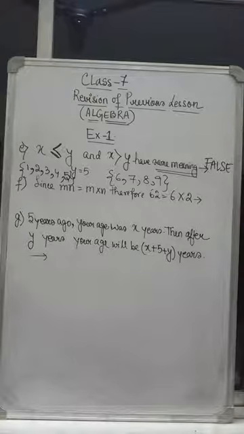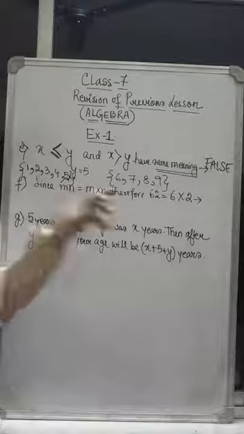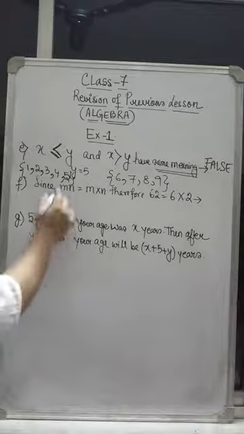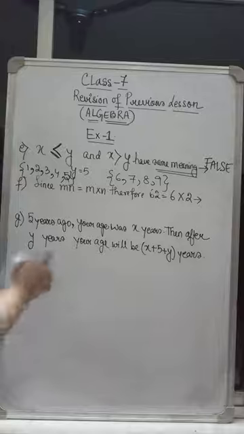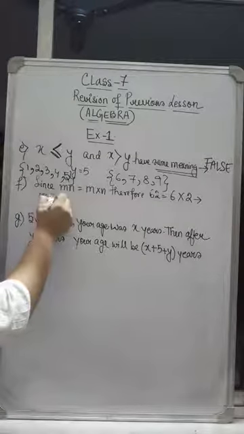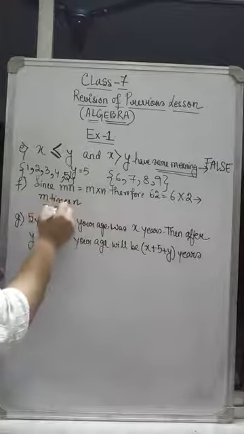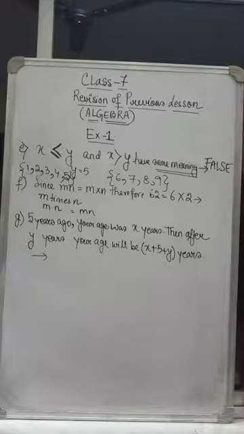Next question. Since mn equals m into n, therefore 62 equals 6 into 2. So here an algebraic expression is given. In algebra, mn, what does it mean? M is multiplied to n, or we also call it m times n, or we multiply m into n, and the result is mn. So in algebra this is possible. Mn means m is multiplied to n.